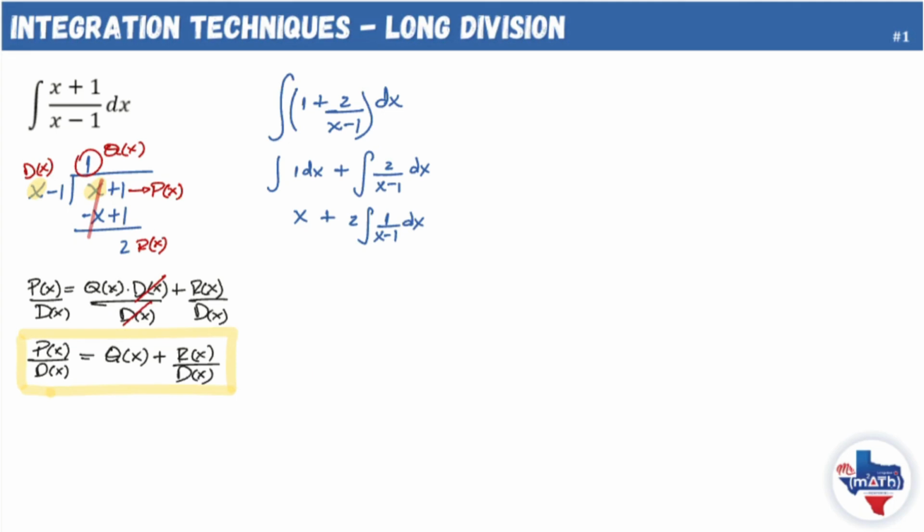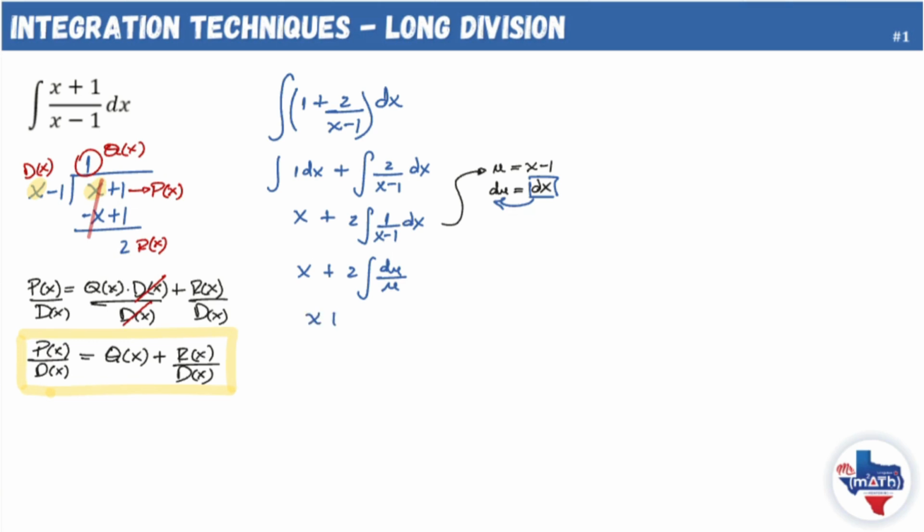Okay, so how do we solve this part now? We have a 1 over x minus 1. We can apply a u substitution here. So we're going to assume from here that our u is equal to x minus 1, and our du will be just the same dx. Okay, when we replace, we have x plus 2 times the integral of 1 times dx, where dx is equal to du. So that'll be du over u, and we know how to integrate that.